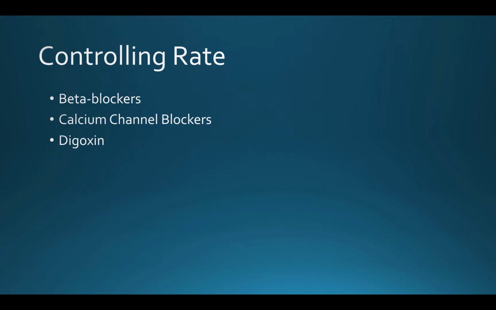So, first-line therapy for atrial fibrillation: controlling that rate will help control a patient's symptoms, or at least hopefully it will. Again, these are patients that are usually in that permanent chronic type atrial fibrillation state. And drugs of choice here: beta blockers, calcium channel blockers, and digoxin.